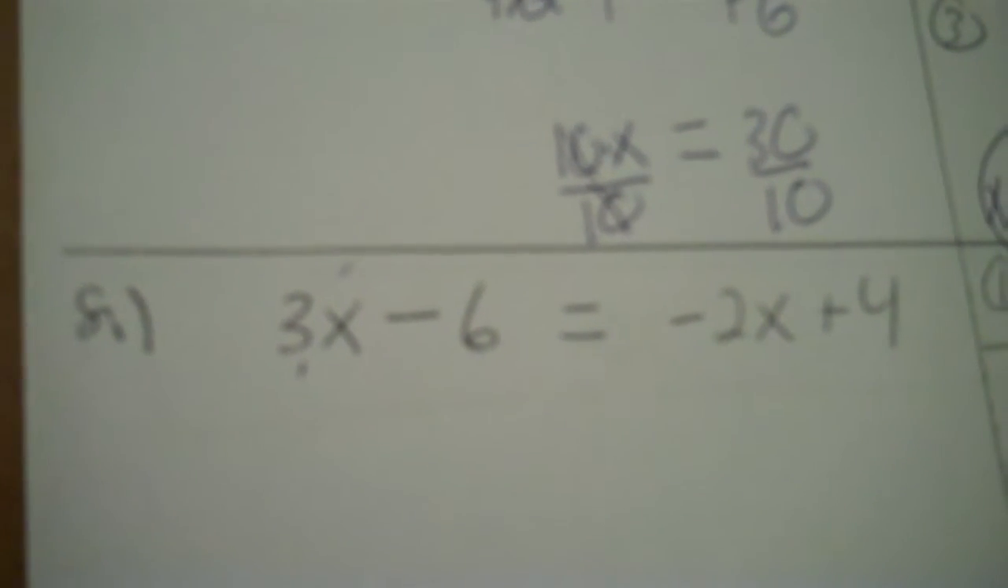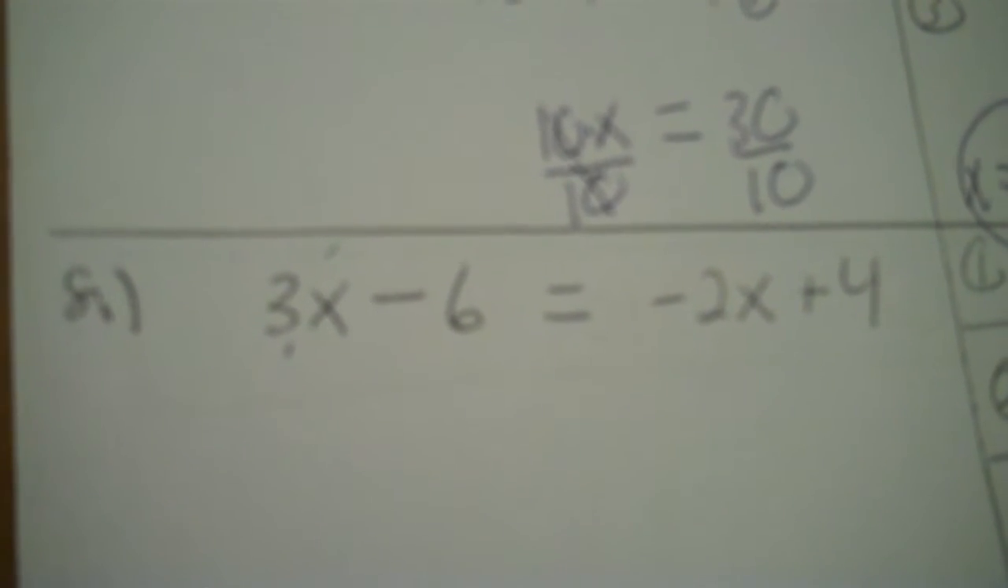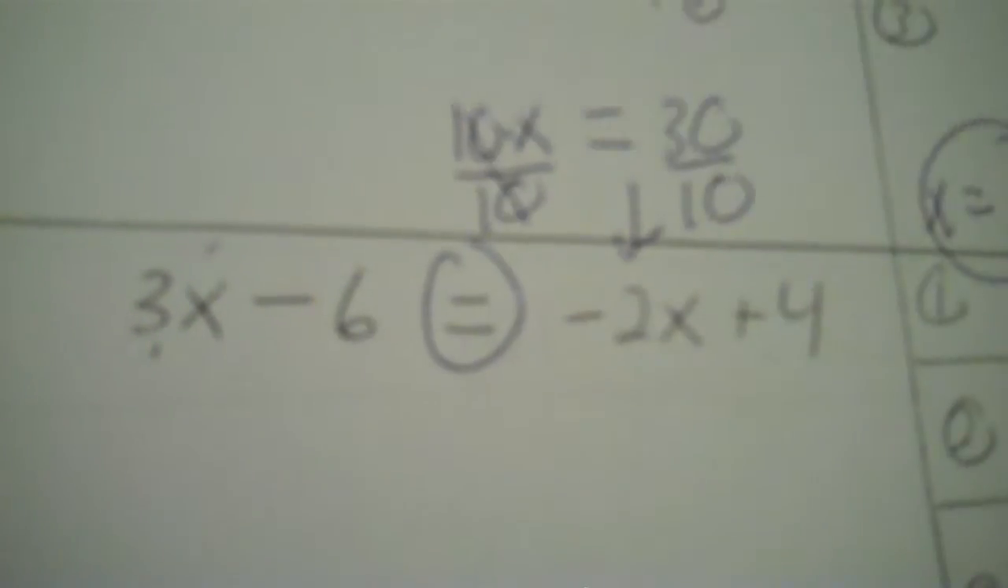Okay, number 8. 3x minus 6 equals negative 2x plus 4. Think of that as minus 2x. Okay. Now look at your x's. Are they on the same side or opposite sides? They're on opposite sides.